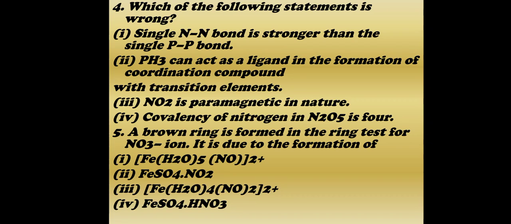Fifth one, the brown ring test, we have discussed. A brown ring is found at the junction of 2 layers. What is its formula? The first one, [Fe(H2O)5NO]2+.